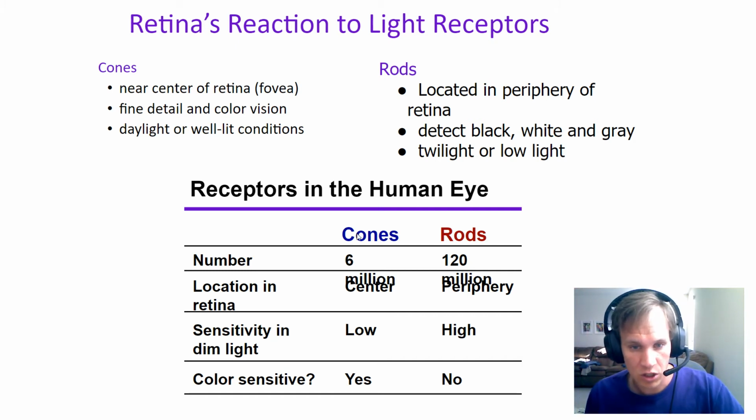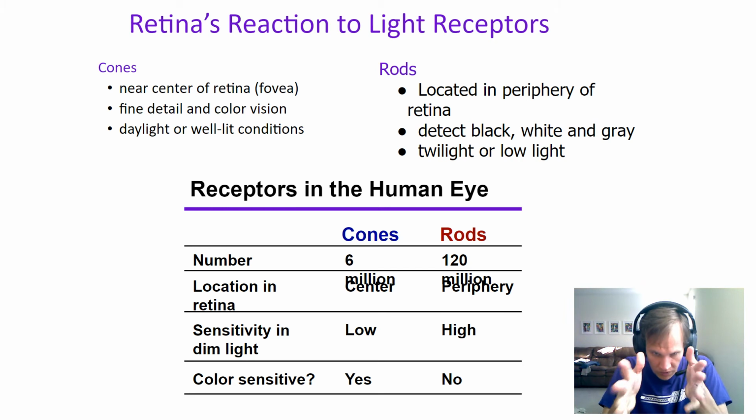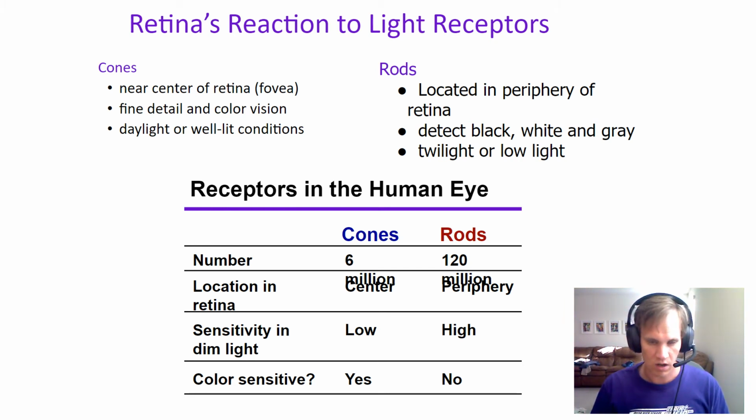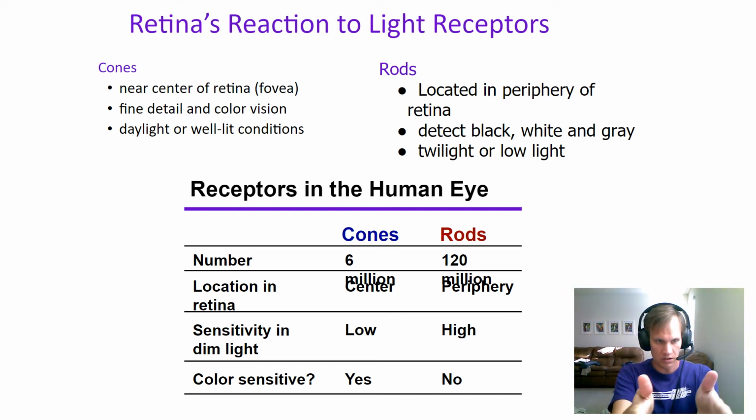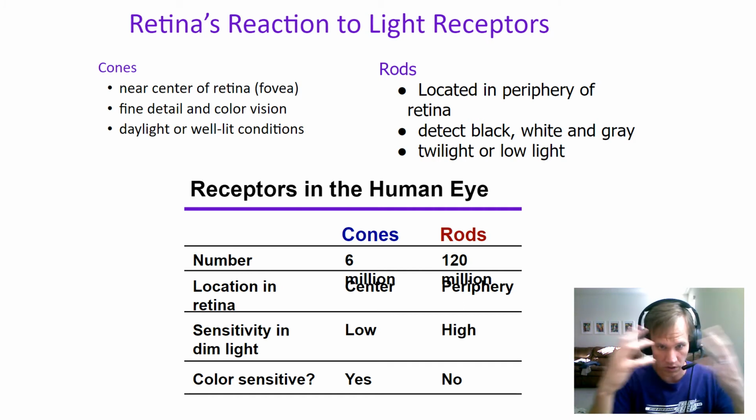And then you've got your cones, which handle fine details and color vision. They work a lot better in well-lit daylight conditions, which is where humans usually operate, and they're at your central point of focus in your fovea. So if you take that blue marker and start it off to the side, you probably won't be able to see the color until it gets much closer to your central point of vision, your fovea, which is where your cones are.